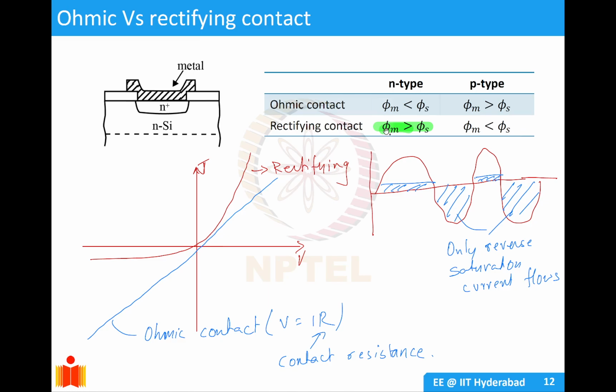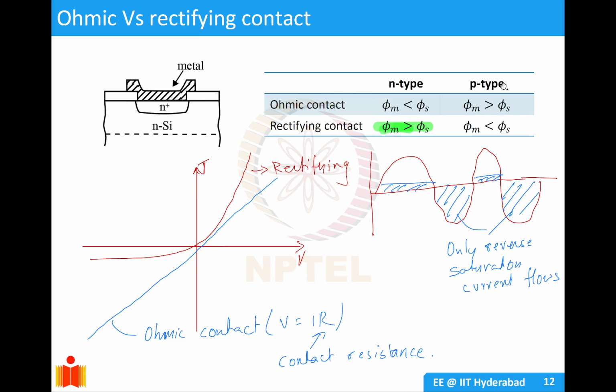So how do you identify whether you have to make an ohmic contact or a Schottky contact? If your semiconductor is n-type, if your phi m is less than phi s, which is if your metal Fermi energy is above the semiconductor Fermi energy, you will get an ohmic contact. But if phi m is greater than phi s, which is metal Fermi level is below the semiconductor Fermi level, you will have a rectifying contact or a Schottky contact.